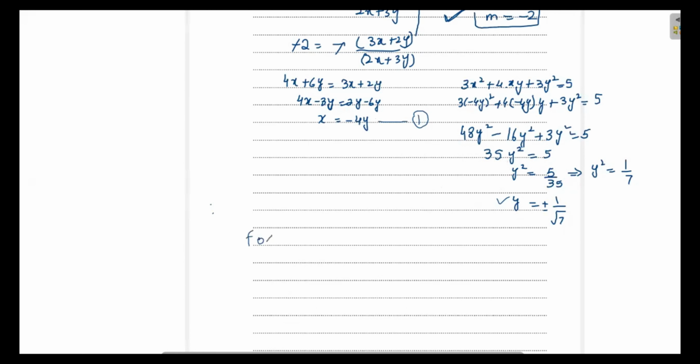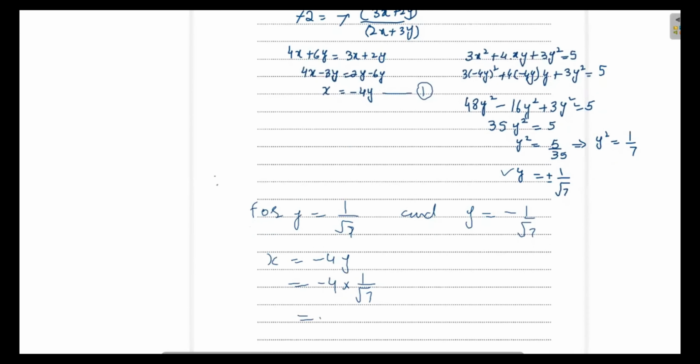Now, for y equal to 1 over square root of 7 and y equal to minus 1 over square root of 7, x will be equal to minus 4y. Therefore, x equals minus 4 into 1 over square root of 7, which is minus 4 over square root of 7. And similarly, x equals minus 4y, so x equals minus 4 into minus 1 over square root of 7. Therefore, this value will be equal to 4 over square root of 7.